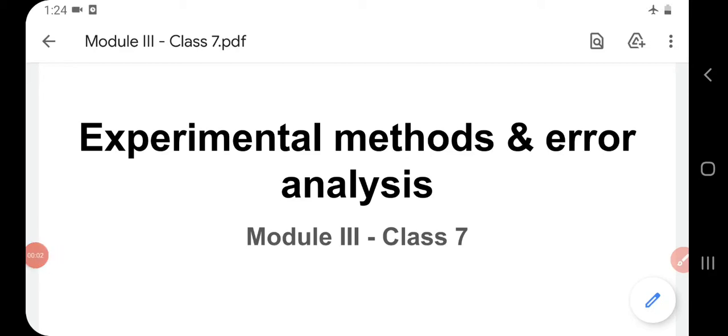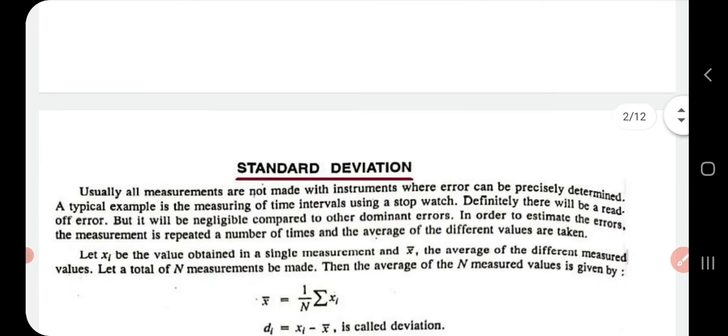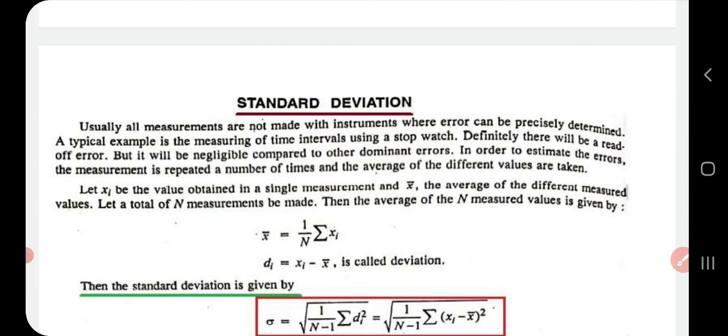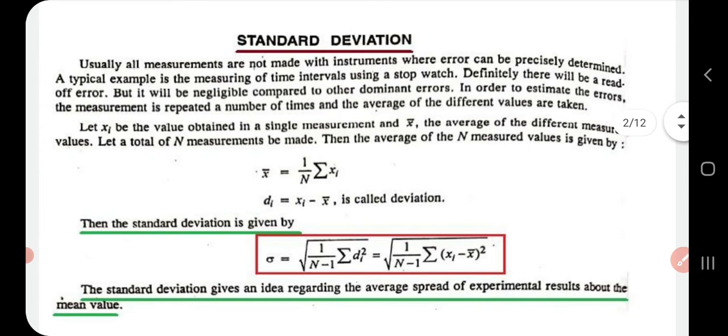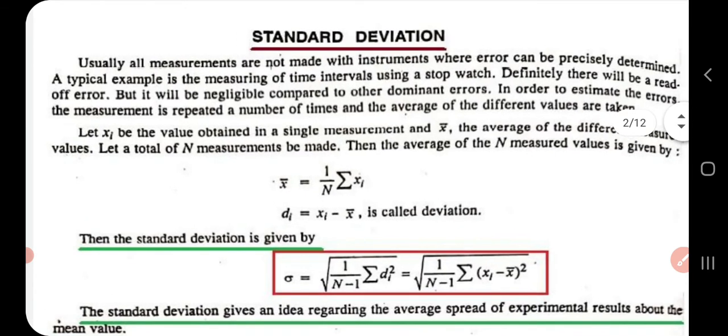Good morning. This is the last session of our module 3, experimental methods and error analysis. With this section we will complete our module 3. So today we are going to learn about standard deviation, which is an important session.